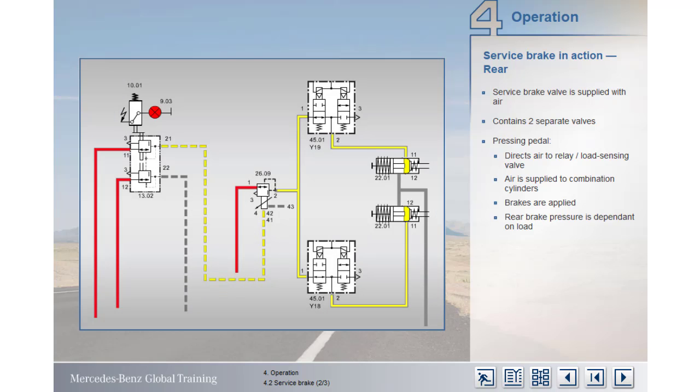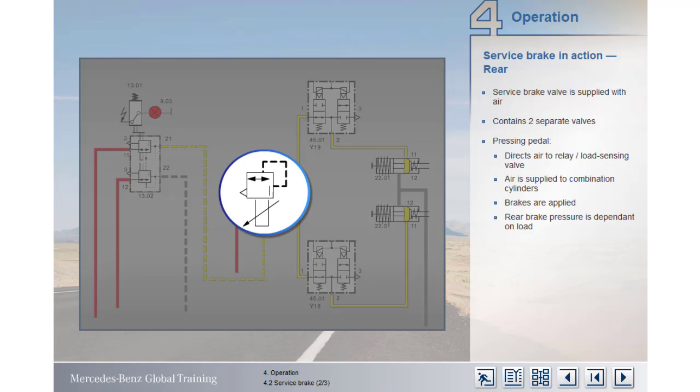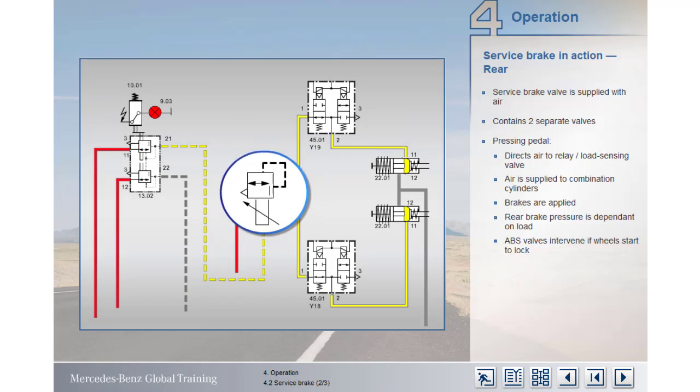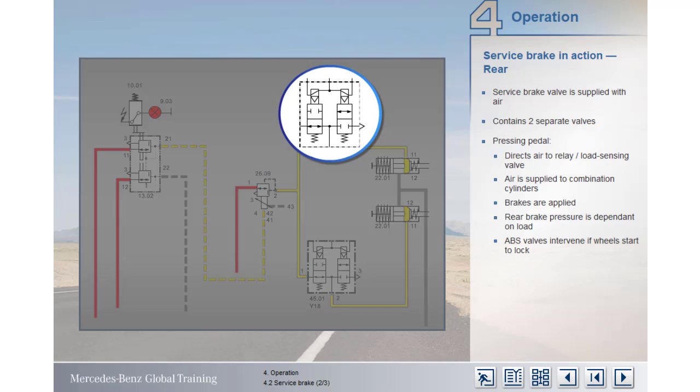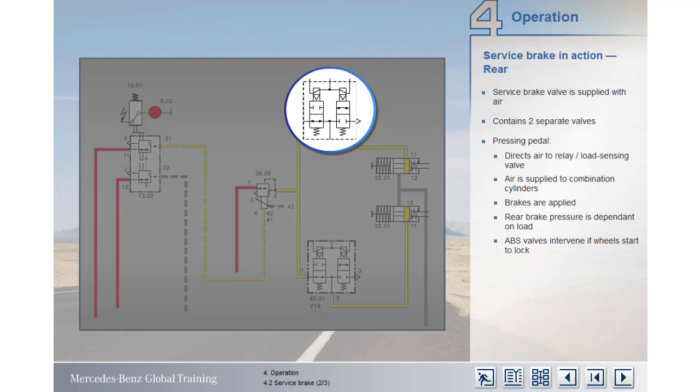The level of air pressure acting on the pistons is regulated by the load sensing valve according to axle load. And of course, if a wheel is in danger of locking, then the ABS valves for that particular brake are activated to maintain, reduce, or increase the air pressure acting on the cylinder.